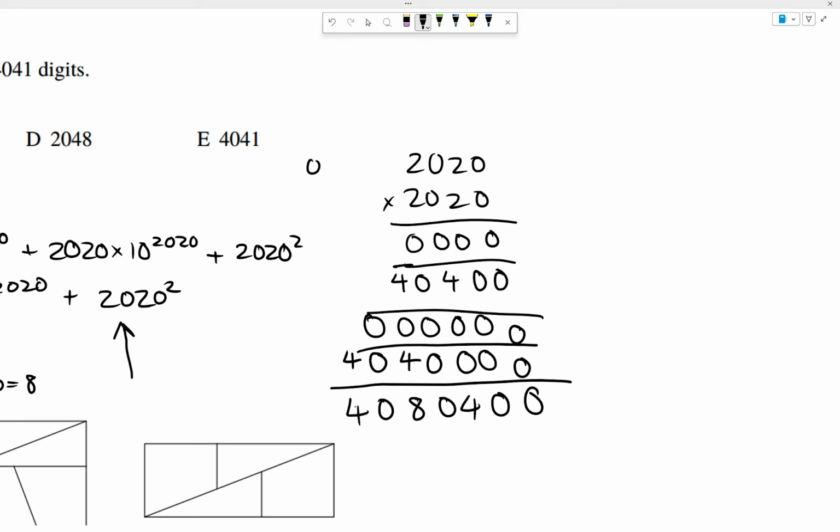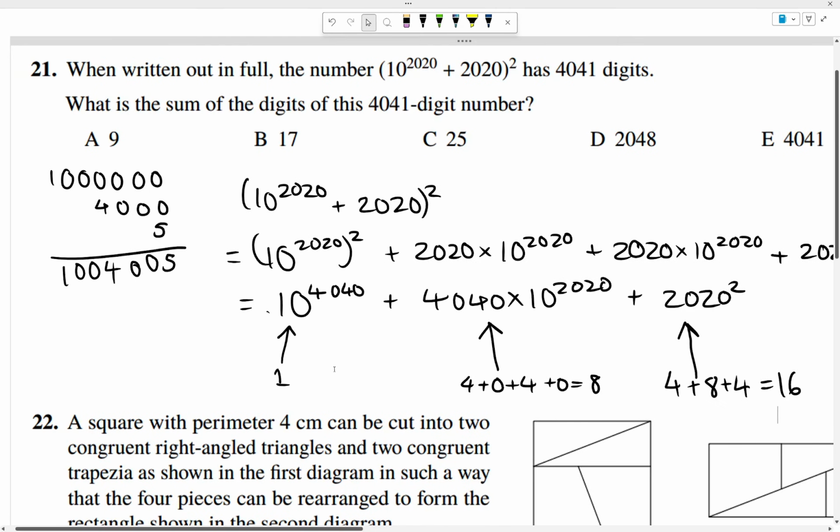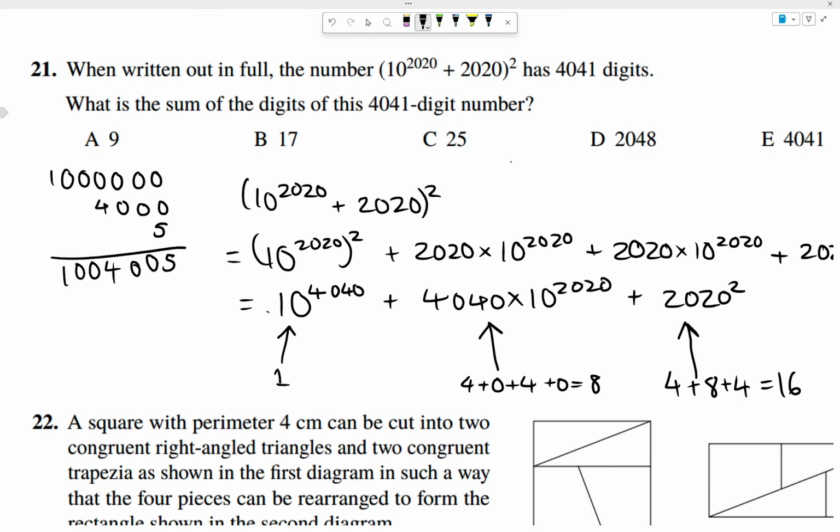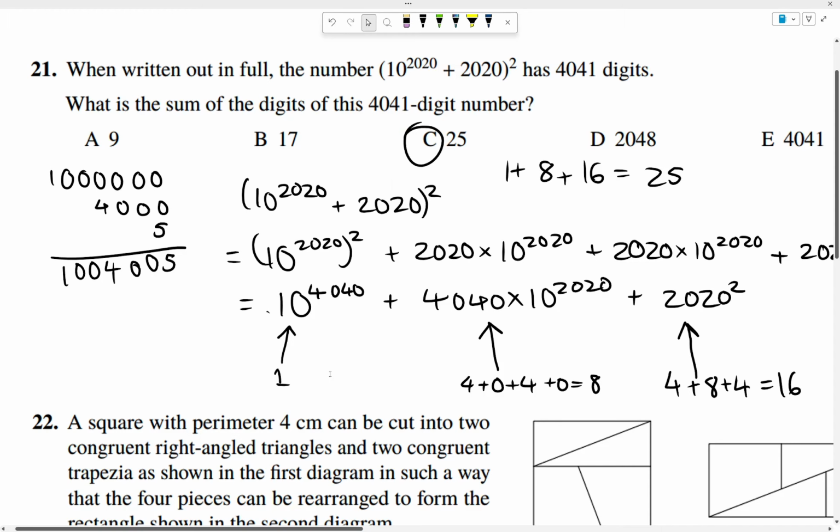Now I'm just going to find the sum of the digits of this number, which is 4 plus 8 plus 4, and that is 16. And therefore the sum of the digits of the final number should be 1 plus 8 plus 16, which is 25. 25 is my answer.